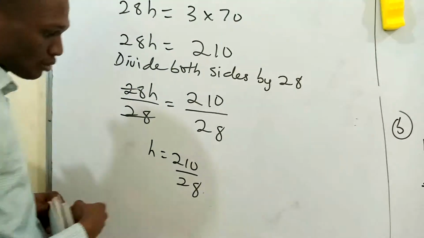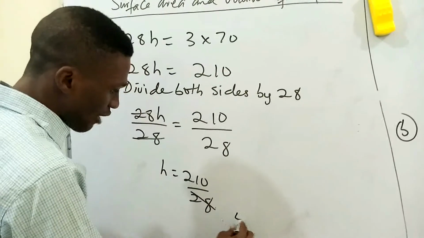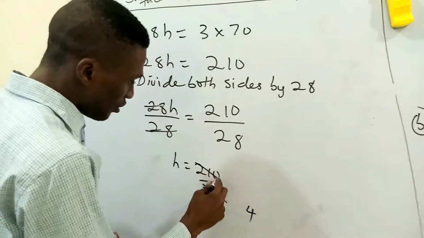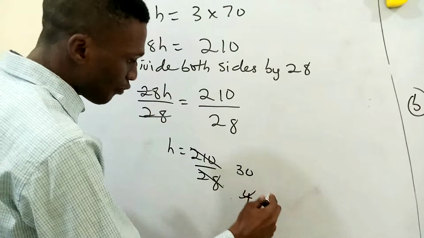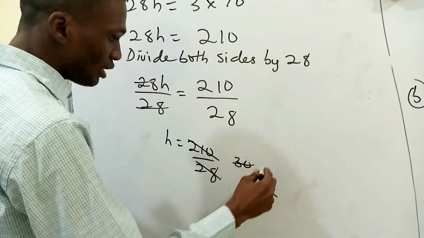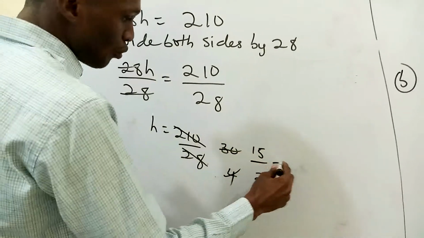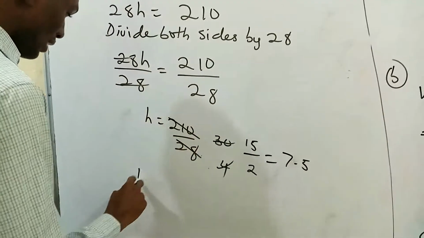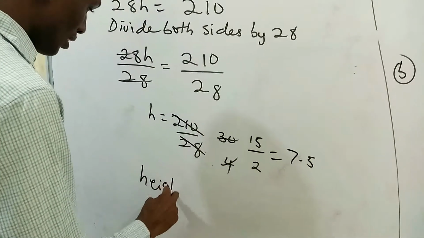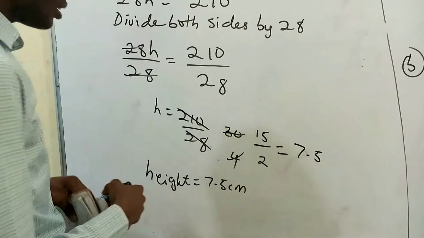We cancel out. 7 into 28, we have 4. 7 into 210, we have 30. 2 into 4, we have 2. 2 into 30, we have 15. We have 15 over 2, which is the same thing as 7.5. So our height is 7.5 cm.